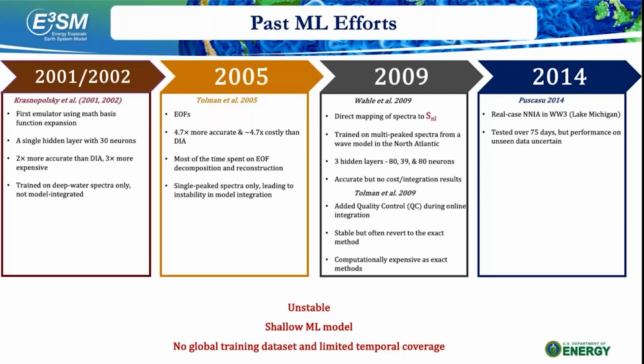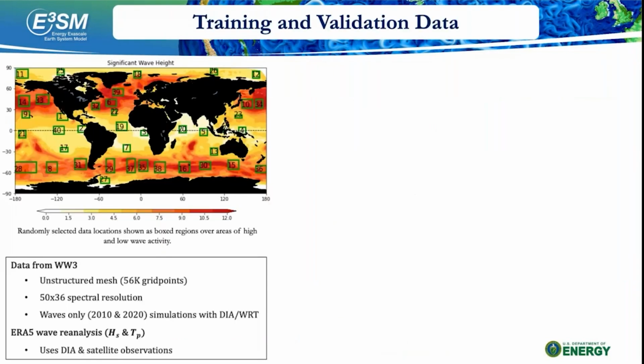First, we use training data from a year-long global wave simulation from WaveWatch 3. This is a wave-only simulation, where we first force the model with global winds. For the training data set, we use 2010 winds, and for online validation, we use 2020 winds. Simulations are done with both the DIA method and another set of simulations with the WRT.